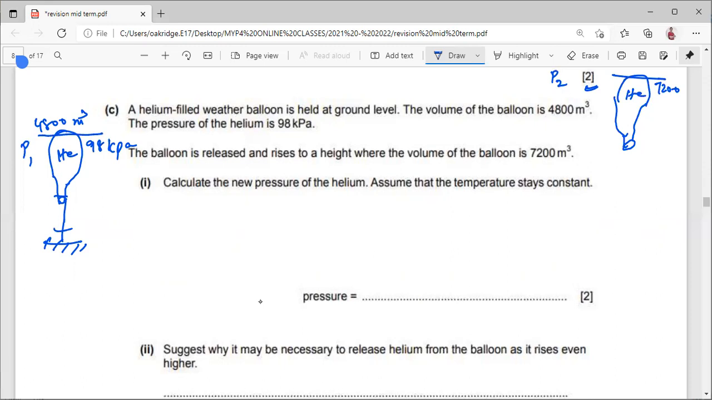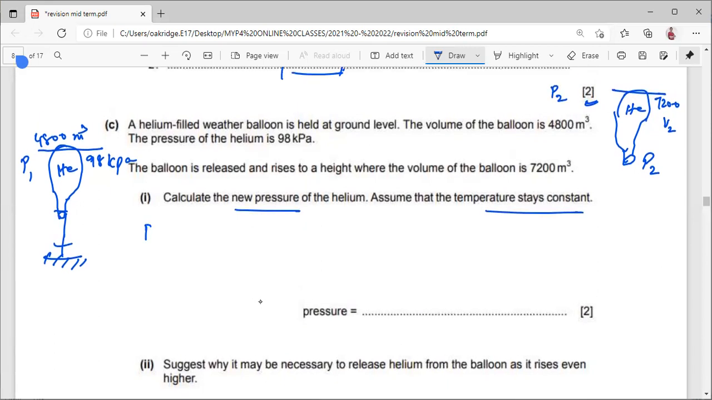Then the balloon is released and rises to a height where the volume of the balloon is 7,200 meter cube. So here I have V2, and we do not know P2, the new pressure of the helium, assuming temperature remains constant. I have been given P1 equal to 98, V1 equal to 4,800. I am not writing the units. P2 is equal to what? V2 is equal to 7,200.